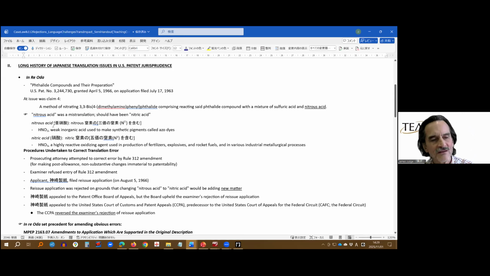When I first read this, I thought that the applicant, Kanzaki Seishi, their application mistakenly claimed or recited nitric acid, which is explosive, and they wanted to recite nitrous, which is used for making dyes, but it turns out it's the opposite. I guess their process actually required this highly reactive oxidizing agent. And it's interesting, I looked in the dictionary, both of these are shosan, but I guess they say shosan to distinguish nitric from nitrous. But in the dictionary, they both say chiso no.